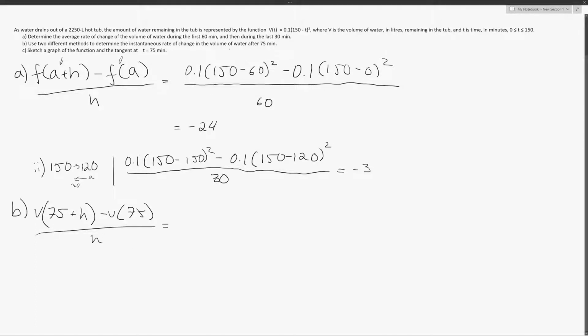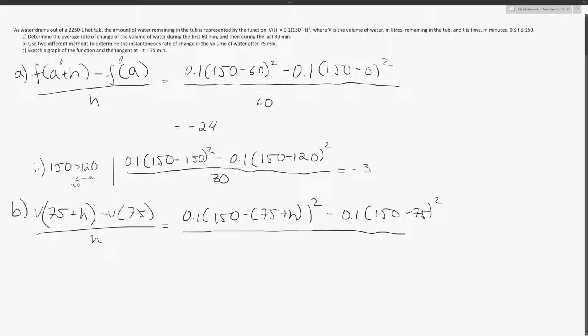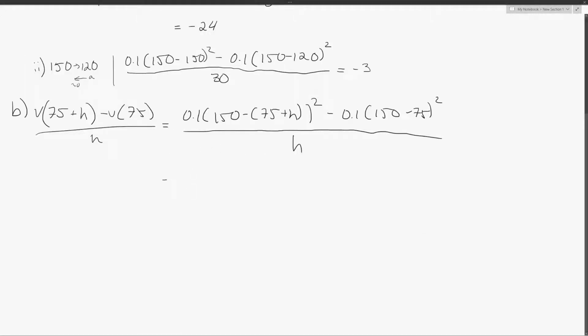So if we were to expand this and actually substitute those values in, we would get 0.1 times 150 minus 75 plus h, squared, minus 150 minus 75 squared, all divided by h. Sorry, I forgot the 150. Okay, so now let's try and solve this. Immediately what we can do is actually open up the brackets on both sides, so here and here. Our first one would be 150 minus 75 plus h, which would be 150 minus 75 minus h, squared, minus 0.1 times 75 squared, all divided by h.